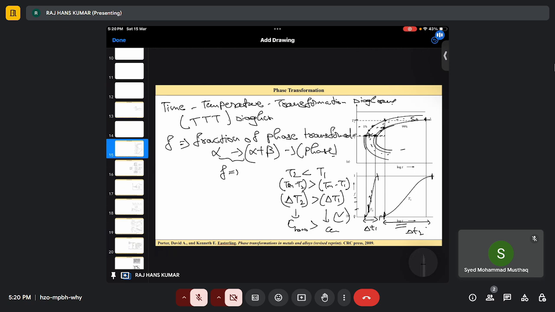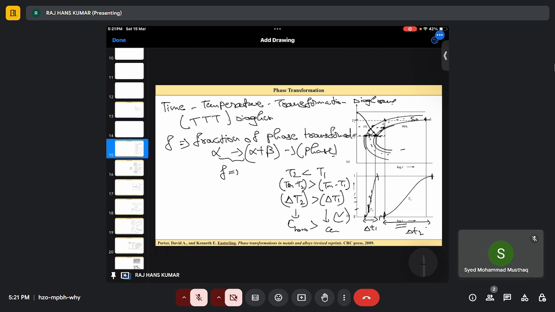Now CCT diagrams are nothing but we introduce a cooling curve, and wherever this line touches, that is how our microstructure is. That means if it touches here, there is a start, and if I reach here, that means 50% is transformed, and if I reach here, 100% is transformed. That's all. So that is how CCT curves and TTT curves are used to know the microstructure.